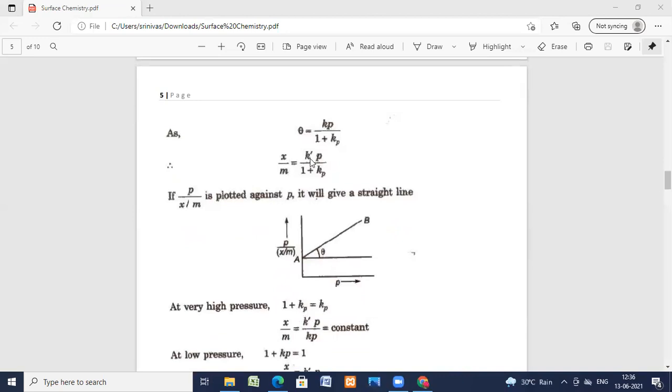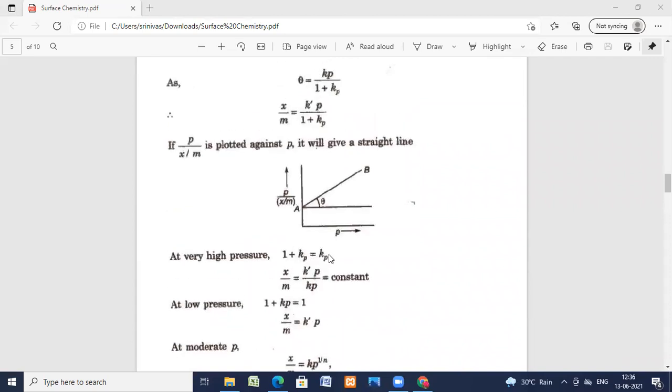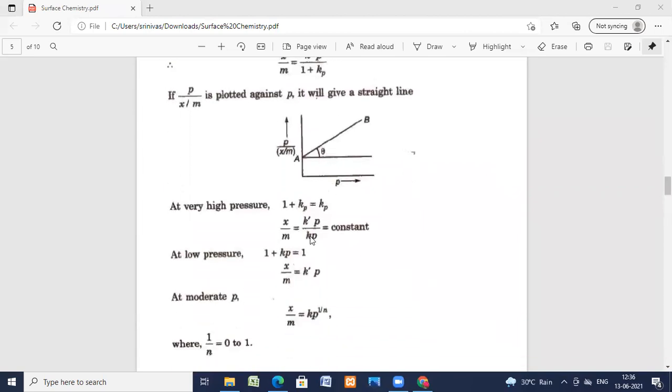So x/m is equal to kp/(1 + kp). If p/(x/m) is plotted against p, you get this type of graph. Now at high pressure, 1 + kp is equal to kp, so x/m is equal to kp/kp, therefore x/m is equal to a constant k prime.